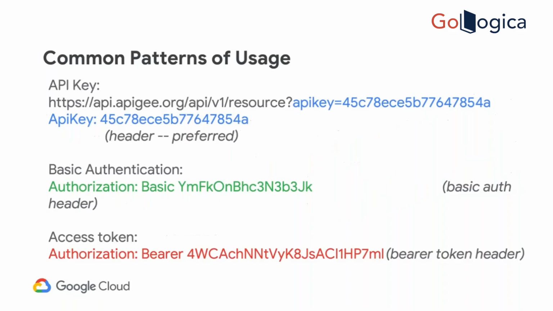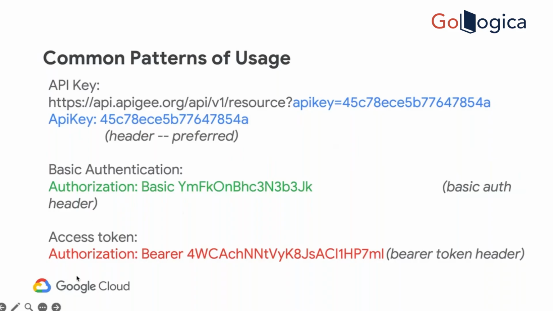Now in the common pattern of usage, if you remember last time we did the lab, in the lab we provided the API key in the header. So the API key usually is sent in the header. Then for basic authentication, here is one example. The basic auth headers are set in the authorization header. You have the client ID and secret or username and password. You do a base64 encoding and put it in this format in the authorization header: Basic, capital B, space, and the base64 encoded username colon password.